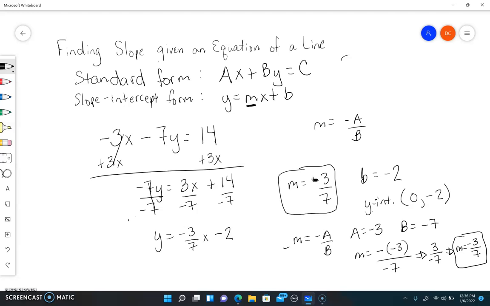So if you can remember this, that's great. If you can't, convert it into your slope-intercept form, and then you just, again, take the coefficient of x.